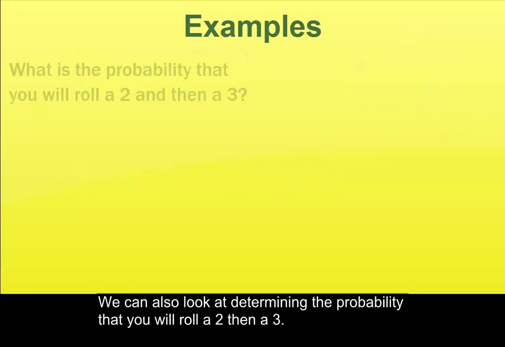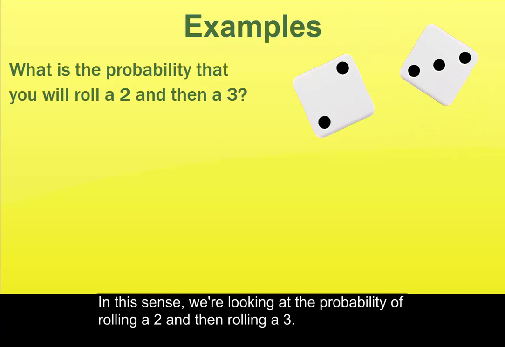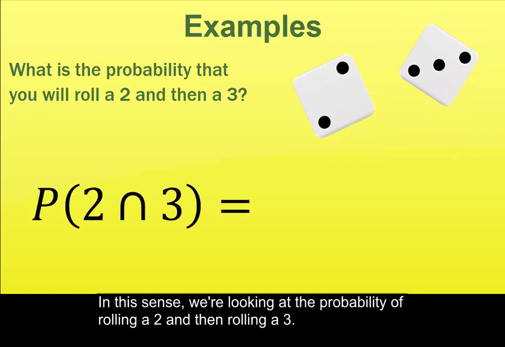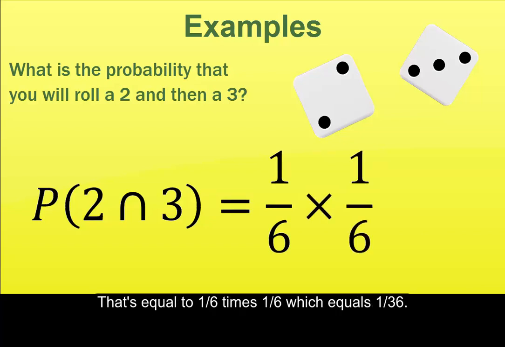We can also look at determining the probability that you will roll a 2 and then a 3. So in this sense, we're looking at the probability of rolling a 2 and then rolling a 3. So that equals the probability of rolling a 2 the first time, which is 1/6, times the probability of rolling a 3 on the second roll. And that's equal to 1/6 times 1/6, which equals 1/36.